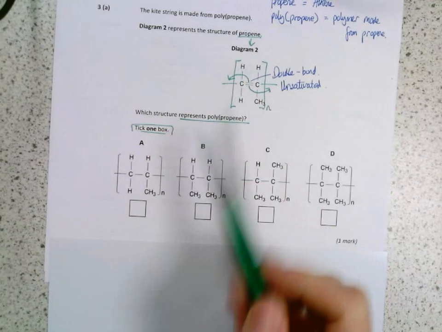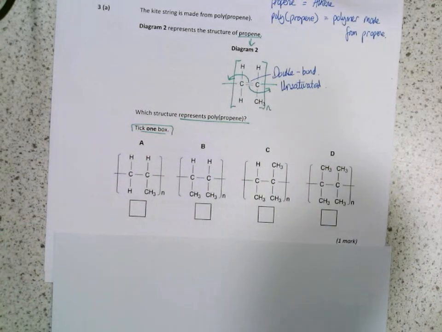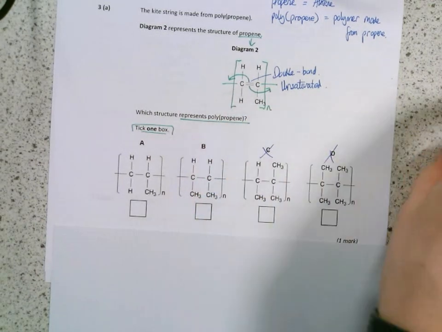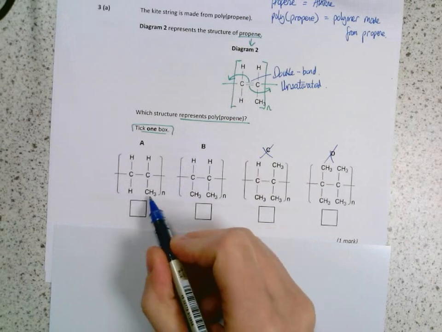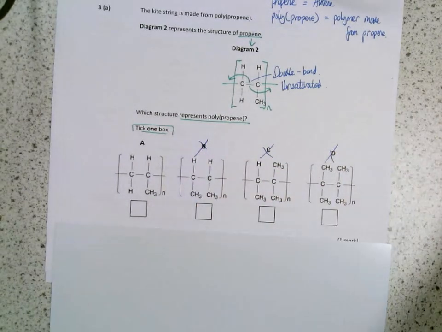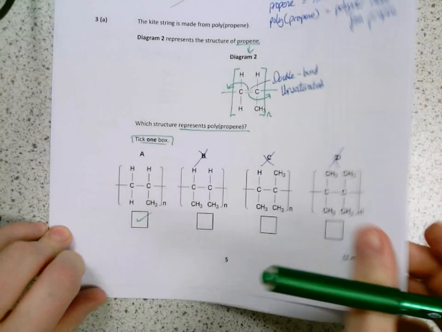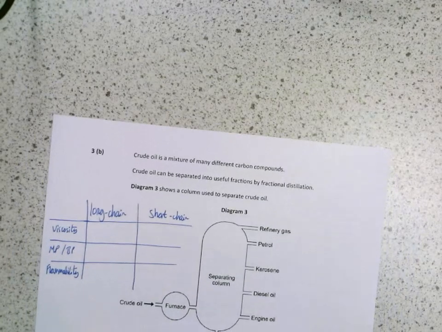Remember we're looking for H, H at the top, so that rules out C and D. And then we're looking for H, CH3 at the bottom. That looks good, that one doesn't. So our answer here is A. Polypropene looks like that. Next question.